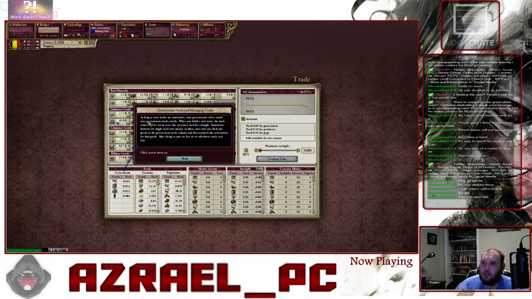Government needs and managing trades. As long as your trades are automated, your government orders match your government needs exactly. When you build a new army, the trade orders will be set to cover the increased need, for example. Sometimes, however, we might need to save money. In these cases, you can click any goods in the government needs column and then uncheck the automation for that goods. After doing so, you are free to set whichever trade you like.